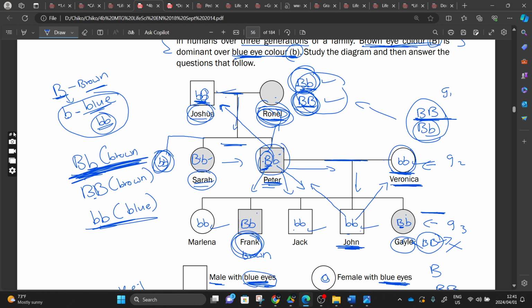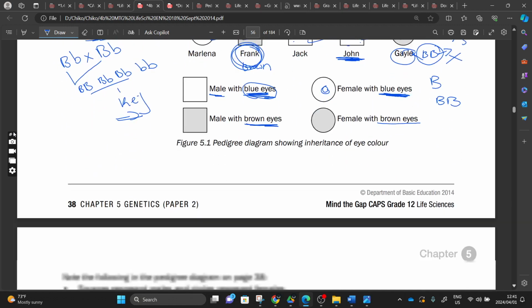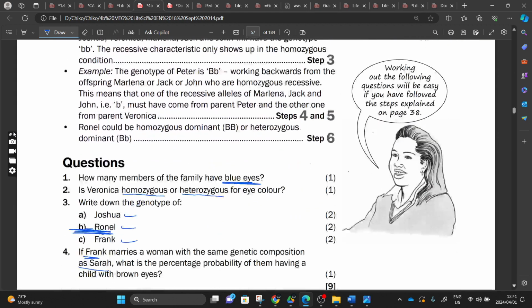And Sarah, where is Sarah? There's Sarah. Then they are going to be capital letter B, small letter b, crossed with capital letter B, small letter b. And then heterozygous. And we know with heterozygous, there will be BB, Bb, Bb, bb. 3:1 again.